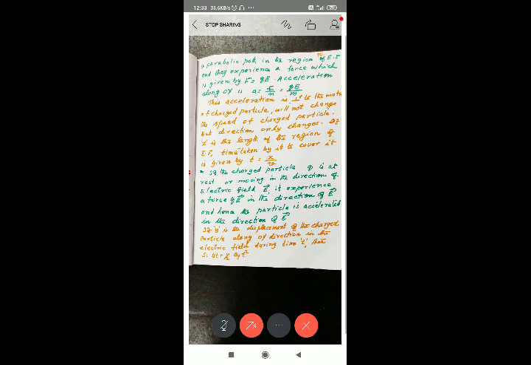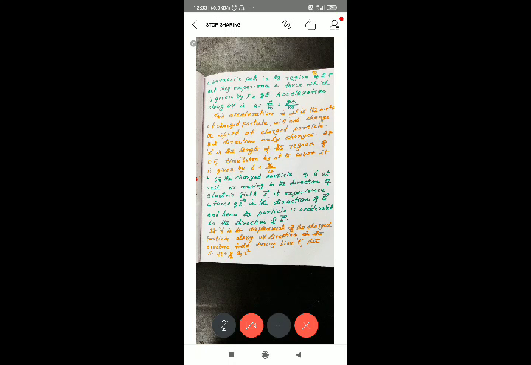The acceleration acting on the particle is equal to QE by m. This acceleration is perpendicular to the motion. Motion is along the x-axis, but acceleration acts perpendicular. As we have seen in circular motion, it will not change the speed of the charged particle, only the direction. That is why it moves in a parabolic path.